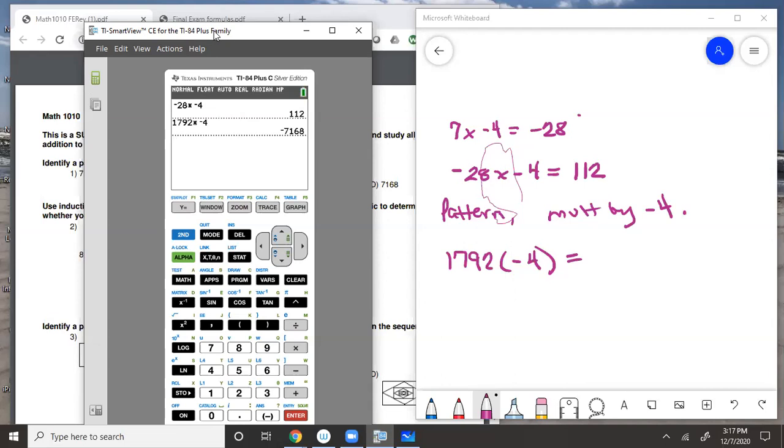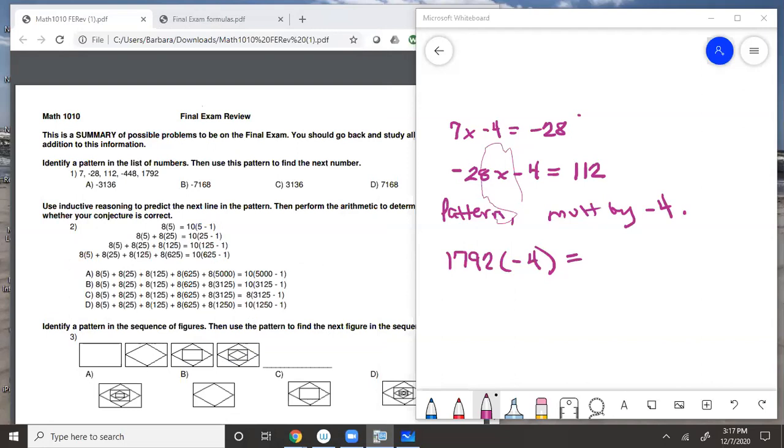So the next number is negative 7168. Okay, so the correct answer is B, right?